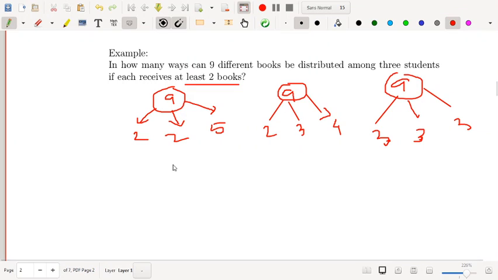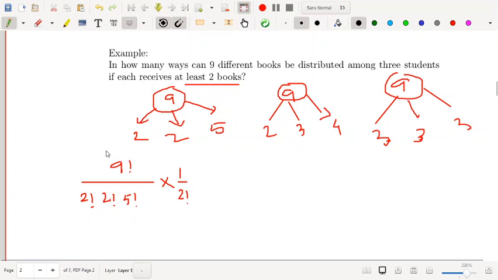Now you just write the formula as already discussed. So this is equal division for 2. Let us write the number of ways. In this case, your number of ways will be factorial 9 by factorial 2 into factorial 2 into factorial 5, into 1 by factorial 2. Clear? Why? Because there are 2 equal divisions. So that is why there is a factorial 2.